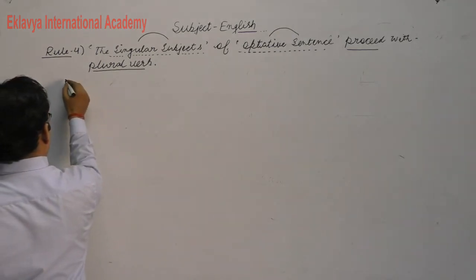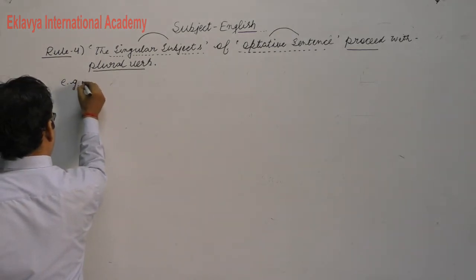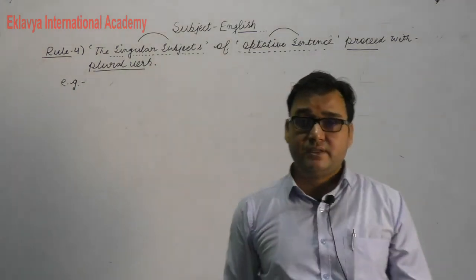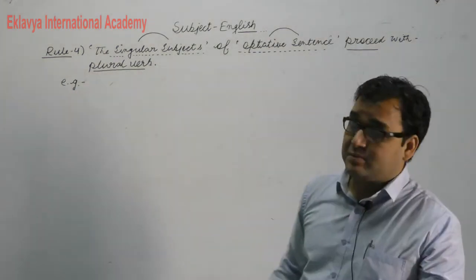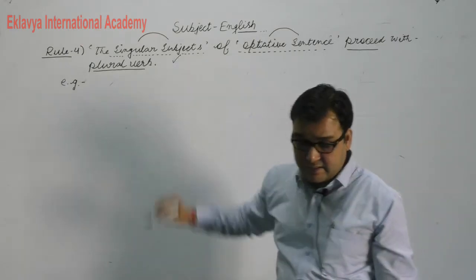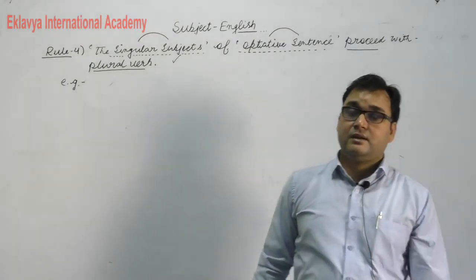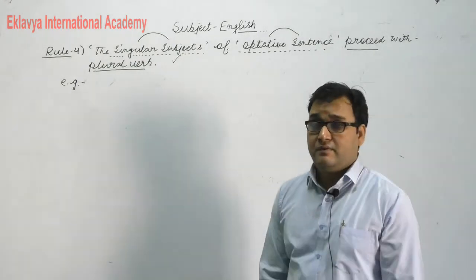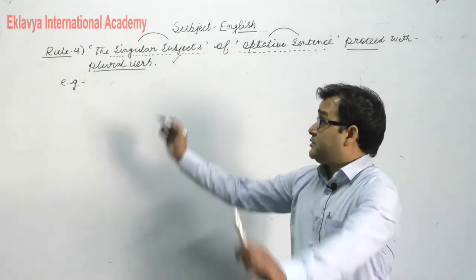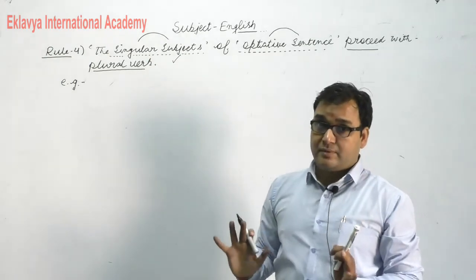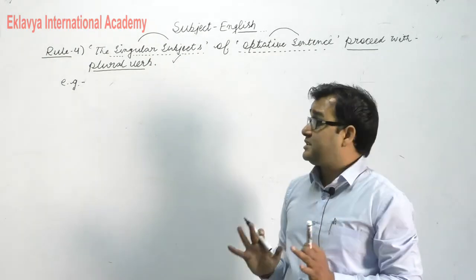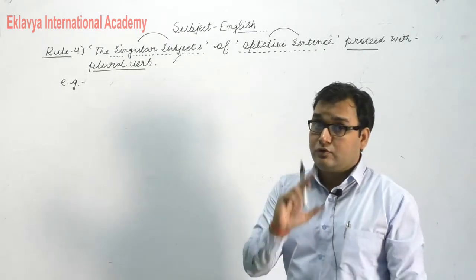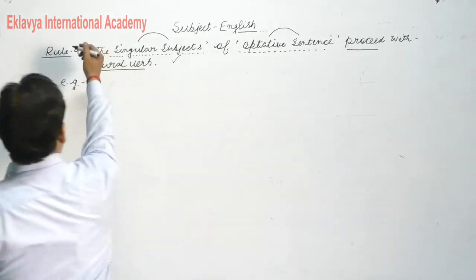Example number 1. Don't forget that you can have also plural subject in optative sentence, but I'm talking about singular subjects here. It doesn't mean that optative sentences do not have plural subject. They can, there is no problem. We can use plural subject also there, but I'm talking about singular subjects only of optative sentence. Is that clear? The rule speaks about singular subjects of optative sentence. Don't forget that.